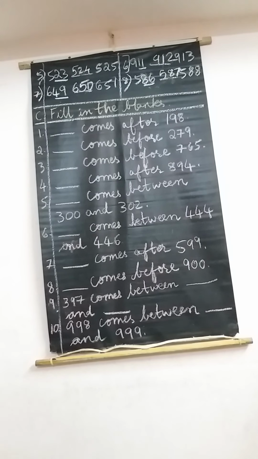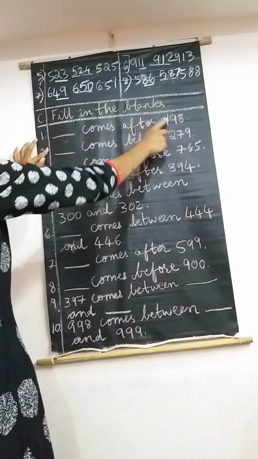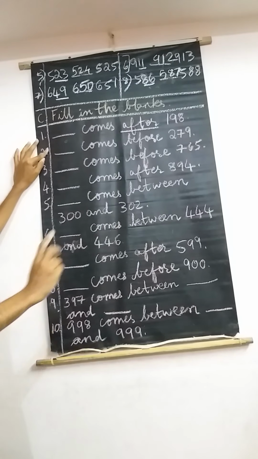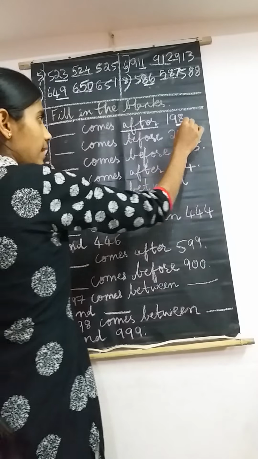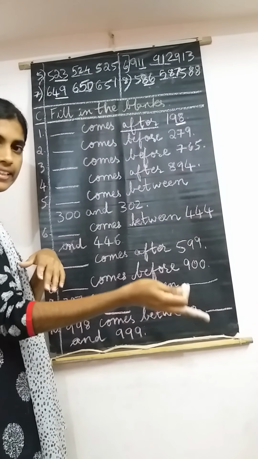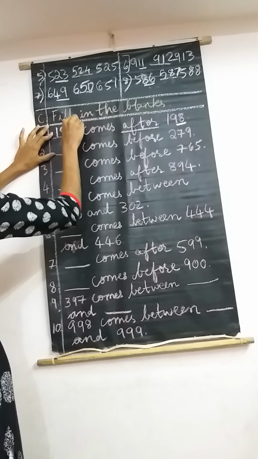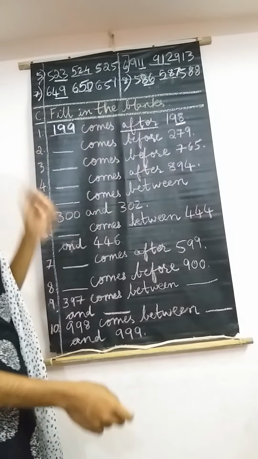Dear children, let us proceed to C, filling the blanks. So we have a few blanks to answer. Let us read it. Dash comes after 198. So they are asking for the number after. After 98 is 99. Okay, so our answer should be 199. See, 1 at the hundreds place, and 98's next is 99.